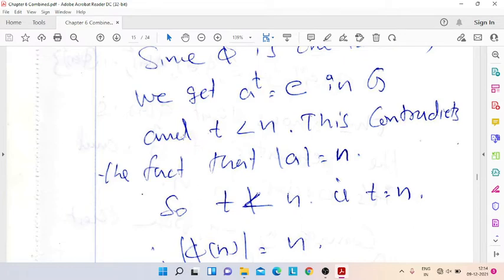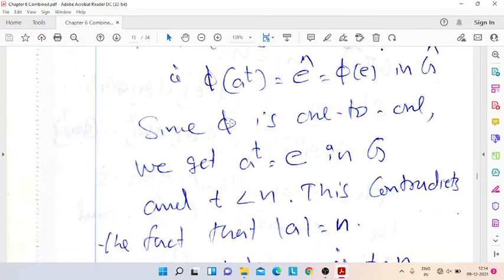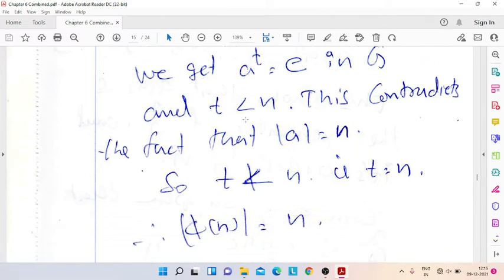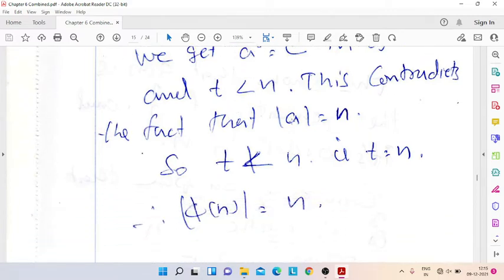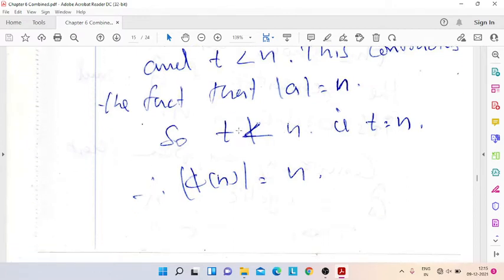Suppose a raised to t equals e, and also suppose that t is less than n. In a previous step, we must assume that t is less than n. And if t is less than n, what happens? Since a raised to t equals e, that contradicts the fact that the order of a equals n. So that means t cannot be less than n.